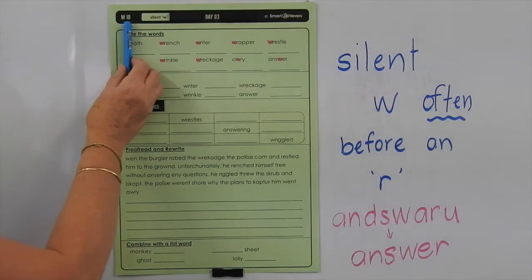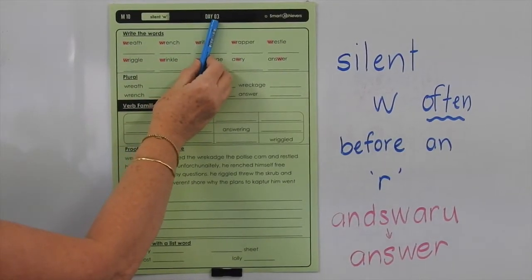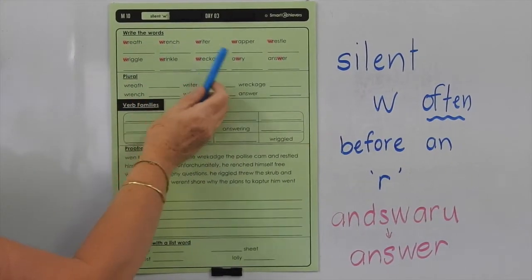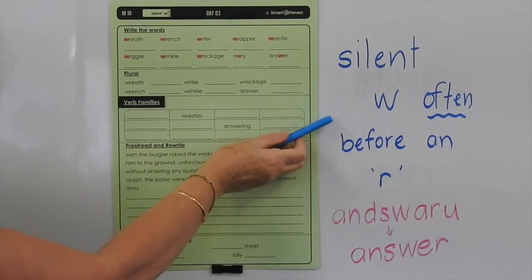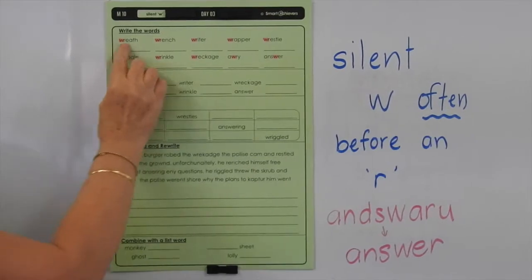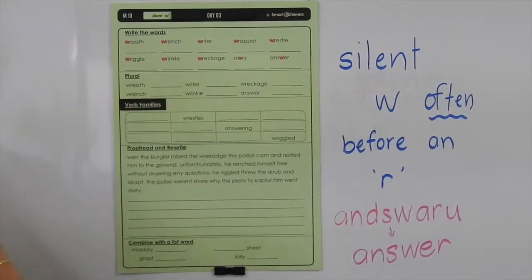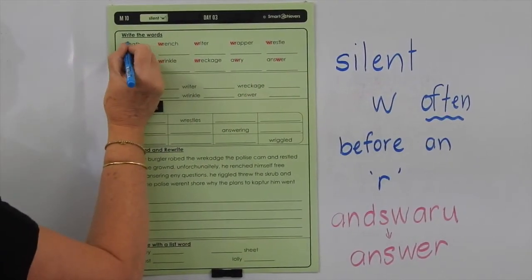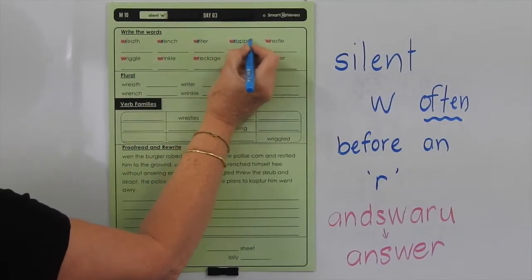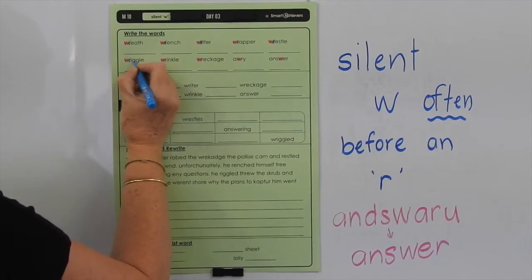This is level M, list 10, and we're doing the day 3 page. And these words all have a silent W in them. And you'll see silent W is often the silent letter before an R. So let's go through first of all and highlight the silent W, and then go and highlight the R that follows that silent W. All the way through.